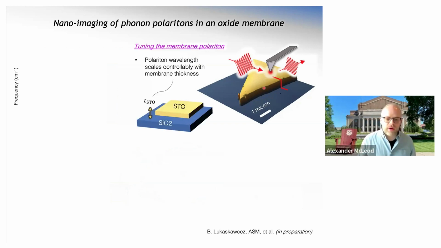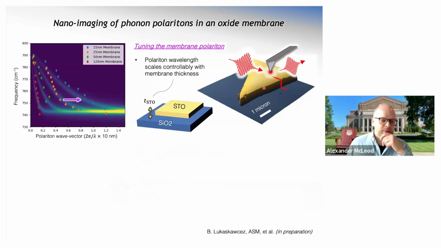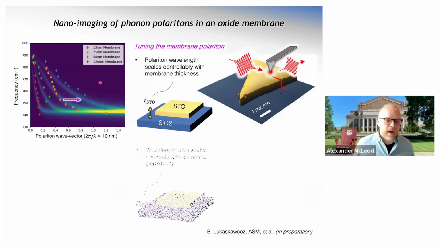So just to round that out, I told my student Braden to measure the dispersion of this polariton as a function of thickness of the membrane. And we can tune the wavelength, or equivalently the wave vector, of this polariton. Doing experiments like those on different thickness membranes, we find that we can tune the dispersion of this polariton by about a factor of 5 to 10, just by changing the thickness of the membrane.